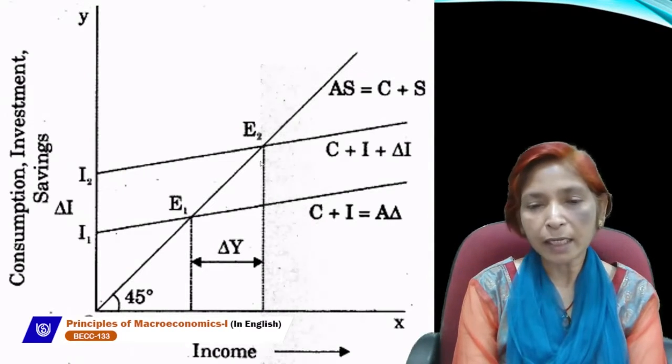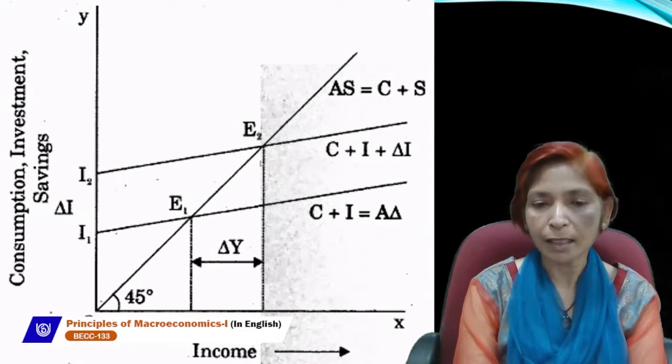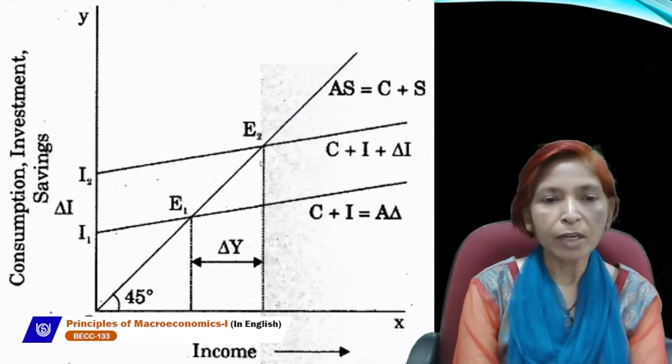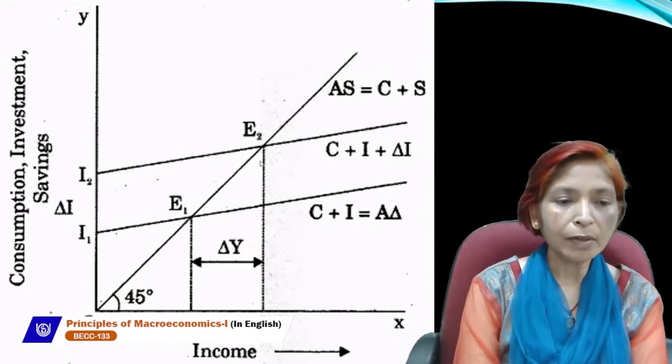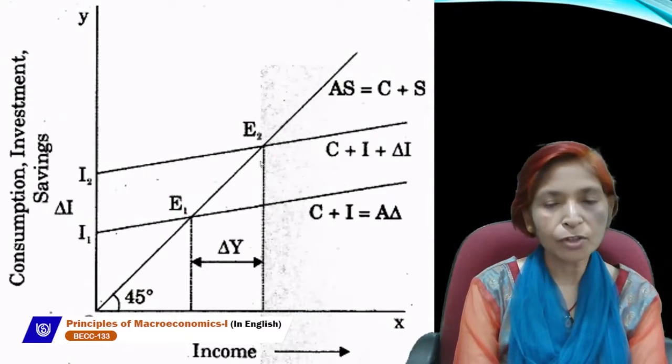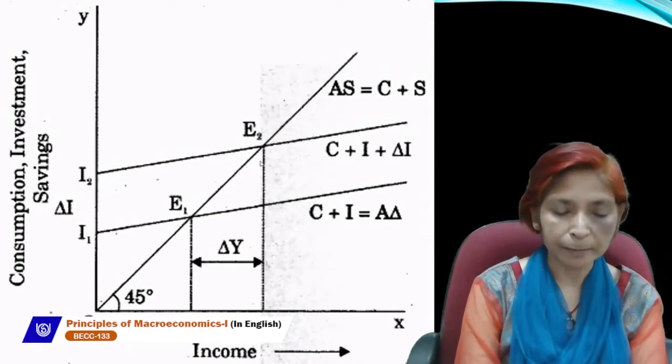And in aggregate demand, there are two components. One is C and the other is I, C plus I. Where the C plus I curve intersects the AS curve, that point E1 is the equilibrium point. First of all, equilibrium will be determined at point E1 and the income level will be Y1.